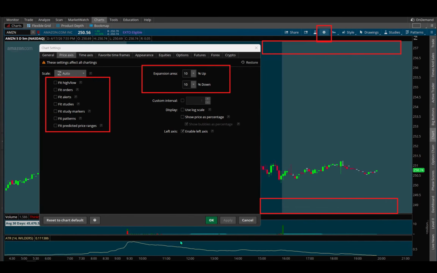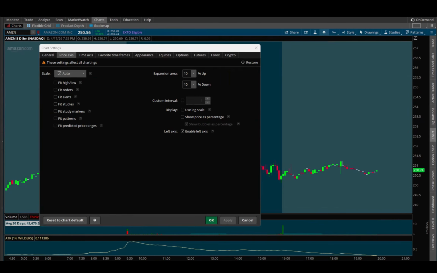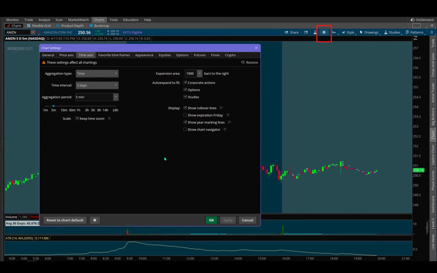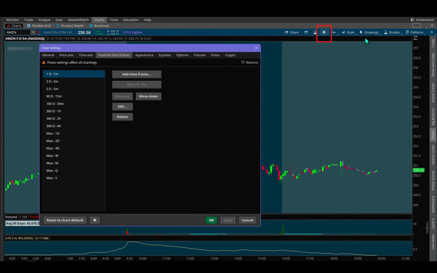And then as we move on from this here, we see that we have the time axis, all different things. Expansion area is 1,000 bars to the right. Again, you could pause this at any time. Then you could also edit your favorite time frames here, which we did already. You could add different ones, move it up, move it down, or you could just drag it up and down so it fits again in chronological order.